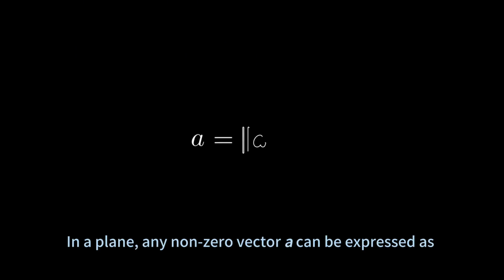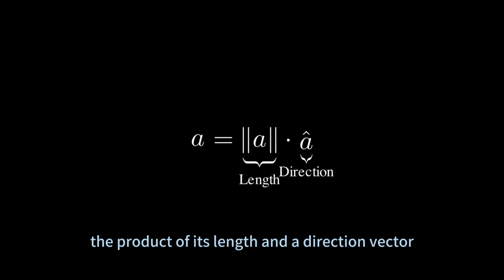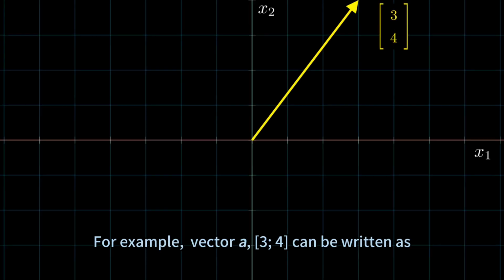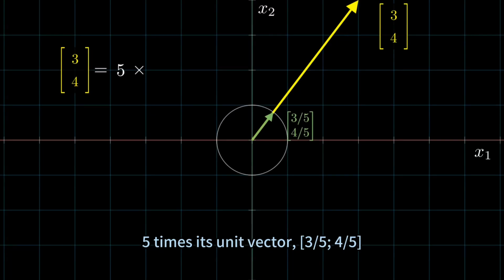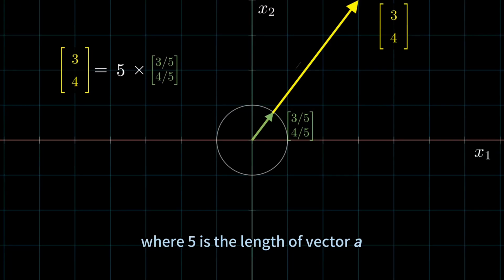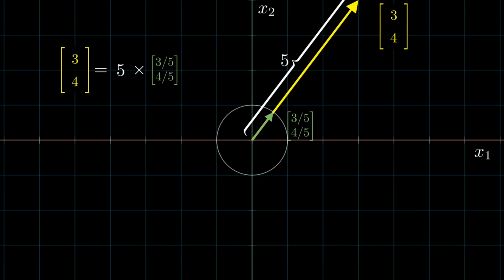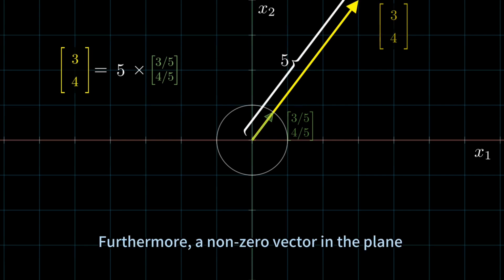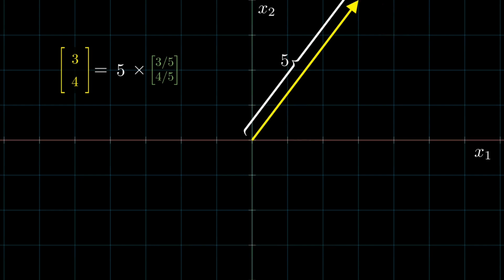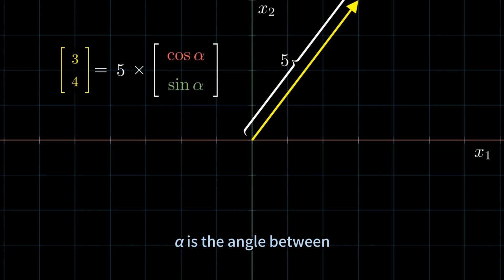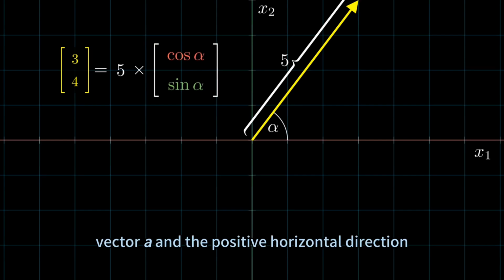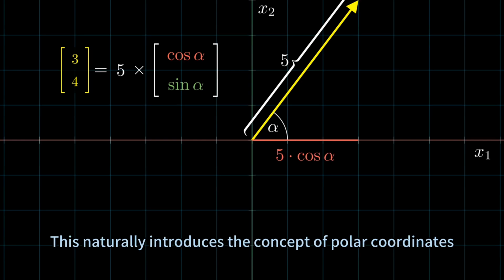In a plane, any non-zero vector A can be expressed as the product of its length and a direction vector. For example, vector A = (3, 4) can be written as 5 times its unit vector (3/5, 4/5), where 5 is the length of vector A. Furthermore, a non-zero vector in the plane can also be written in the form 5 times the unit vector (cos α, sin α). Alpha is the angle between vector A and the positive horizontal direction. This naturally introduces the concept of polar coordinates.